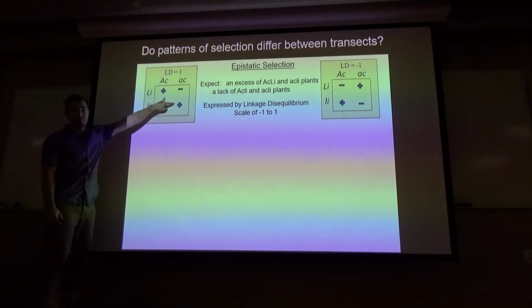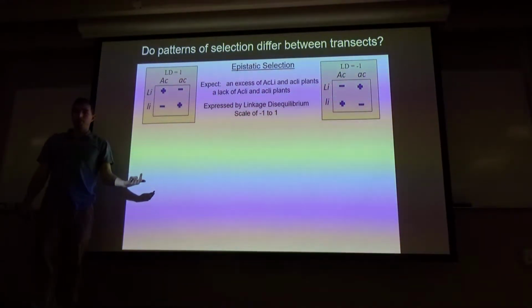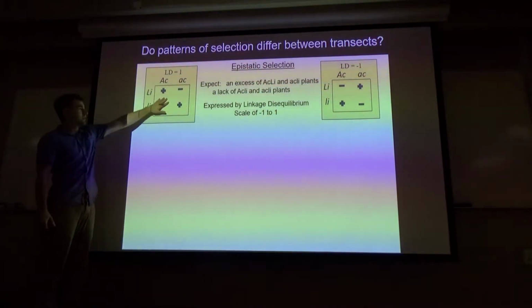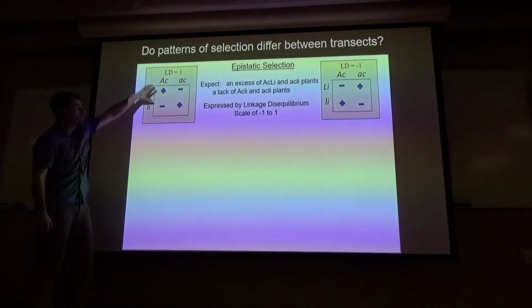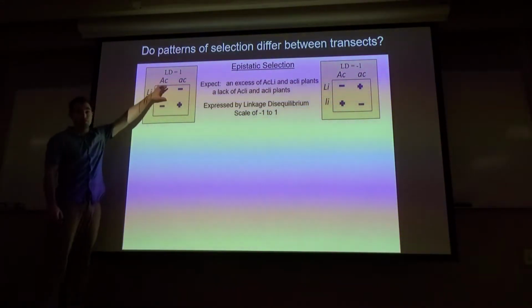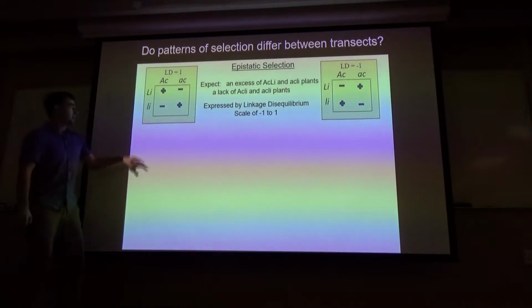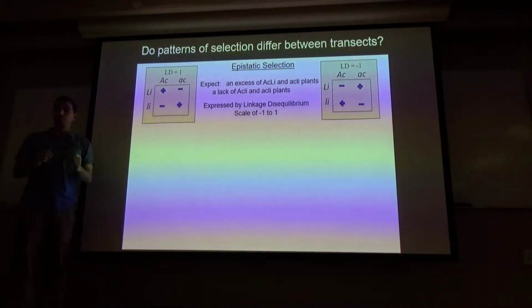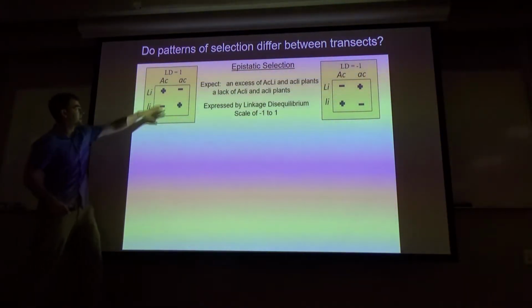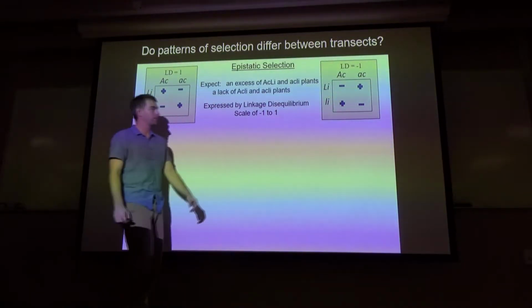And this might be a pattern that we expect to see within those populations. This is what we call epistatic selection. We'd have more of these genotypes in those populations than we would expect just from the actual allele frequencies in those populations, and less of these other two genotypes here.